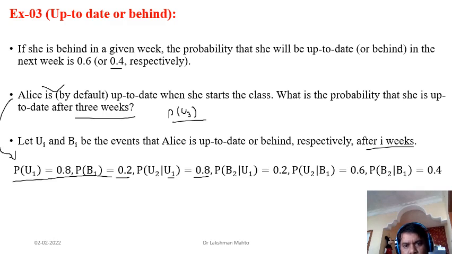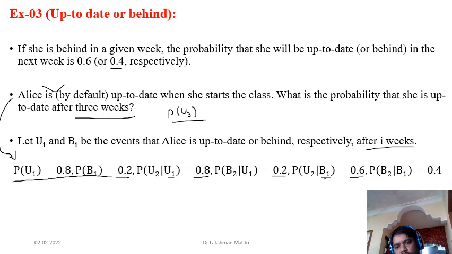It is 0.8. And B2 is talking about the probability of Alice being behind after second week. So probability of B2 given that Alice is up to date after first week, U1, that probability is also given. It is 0.2. So this quantity would always be fixed. Similarly, probability of U2 given B1 would be 0.6. That means B1 is talking about Alice being behind after first week. So here the given quantity is just conditional probability.